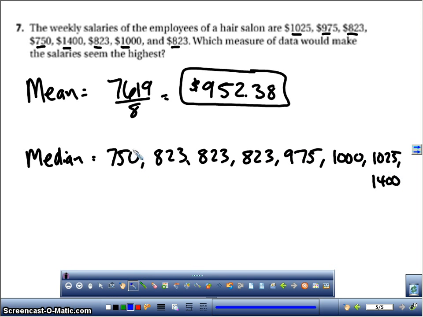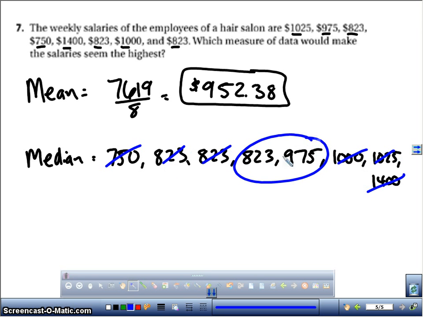So let's mark them off as we move to the middle. There's 1. There's 2. There's 3. And then here's my 2 middle numbers. Now remember, if there's only 1, you're done. But there's 2 here, so what do I need to do? Add them together. 975 plus 823 and divide by 2. So 975 plus 823 and then divide that by 2. So right here for my median I have 899.